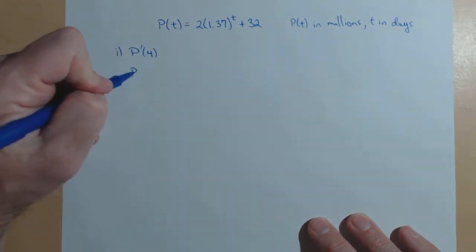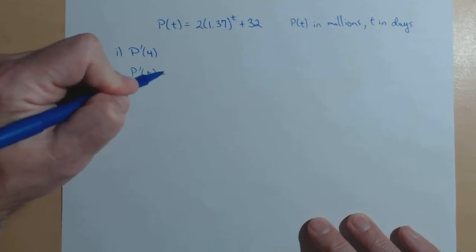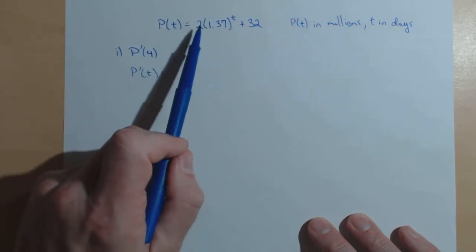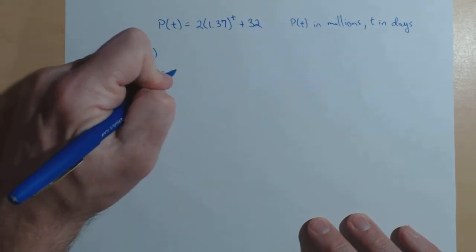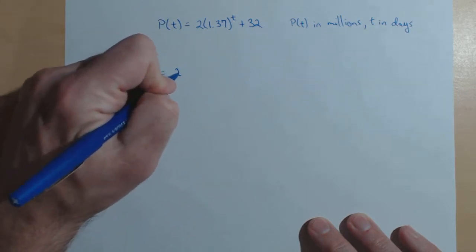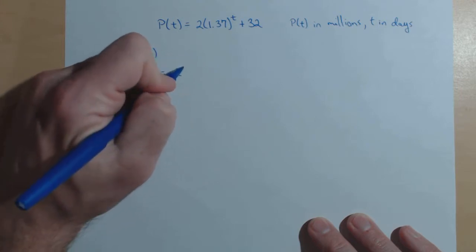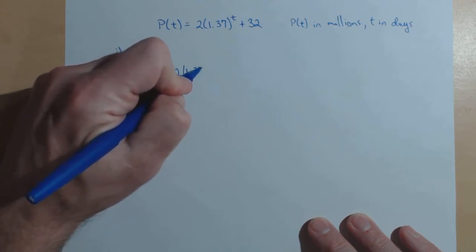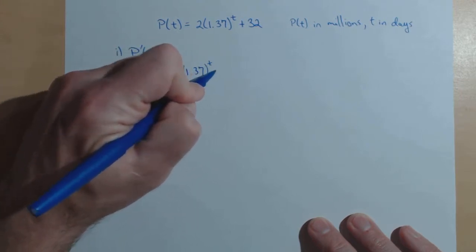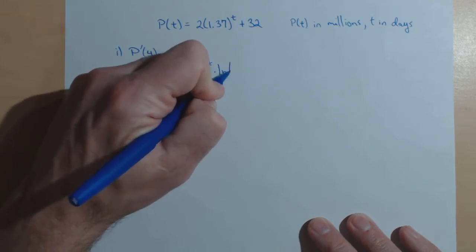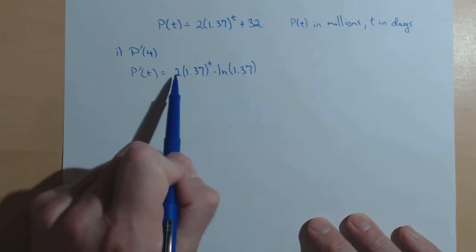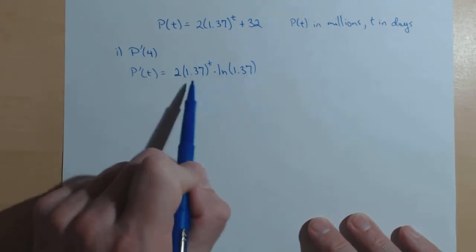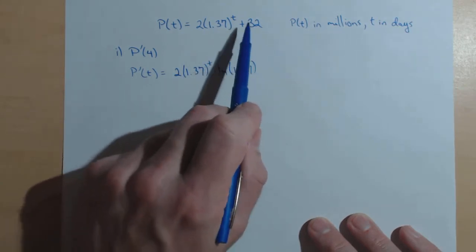Well, first let's find P prime of t. That involves recognizing what kind of function we have. Well, this piece here is exponential. So a derivative of an exponential always involves itself. Constant up front is part of the derivative. So times 1.37 to the t times the natural log of the base, 1.37. If you want, you can write this out front. That's okay. It's multiplication, so you can write it in any order.